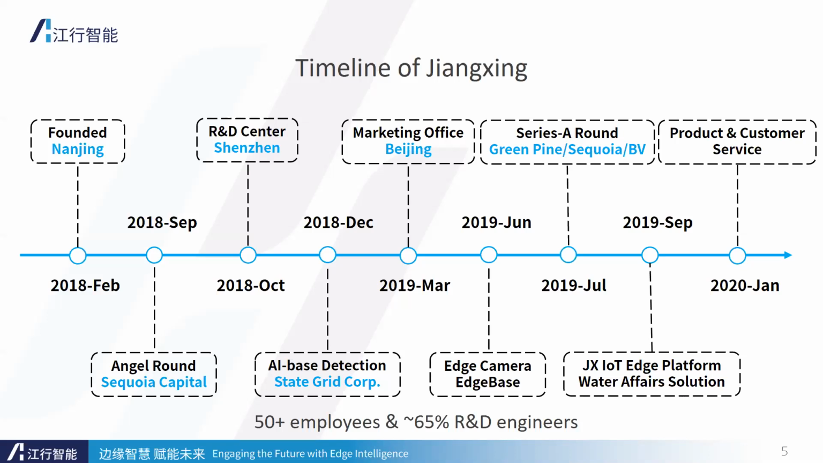At the beginning of 2019, we established the marketing office in Beijing. Later, we finished the design and development of the Azure cameras and the Azure baseboard. I will introduce these two products later. Then we received the Series A round investment from Green Pan Capital, Sequoia Capital, and Baidu Ventures. At the end of 2019, we finished the design and development of the JX IoT Edge platform and our water affairs solution. At the beginning of this year, we owned the full-stack product and customer services, achieving good sales channels.